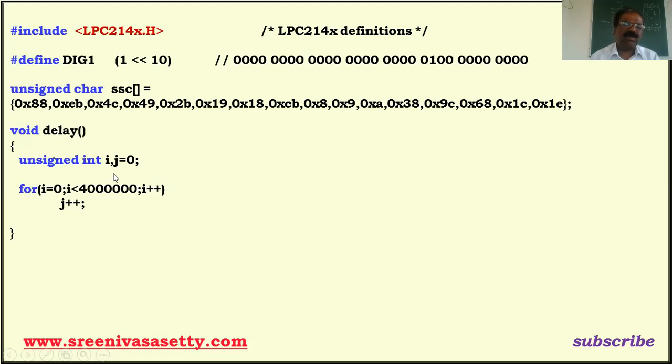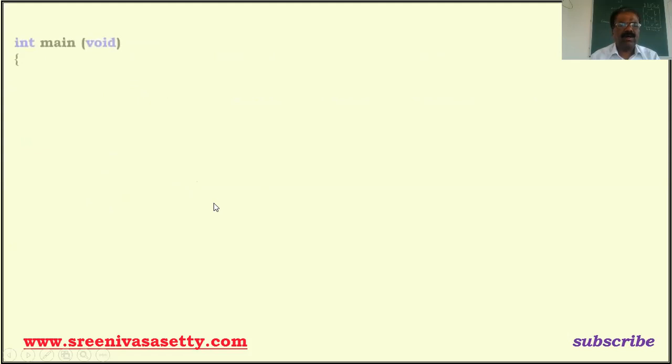Because after displaying 0, before displaying 1, you have to provide delay, you have to call delay. After displaying 1, before displaying 2, then we have to call this delay program. Now this is the main program. This is the beginning of the main. This is the end of the main. Now here int count, it's nothing but index. We have to vary from 0 to 15.